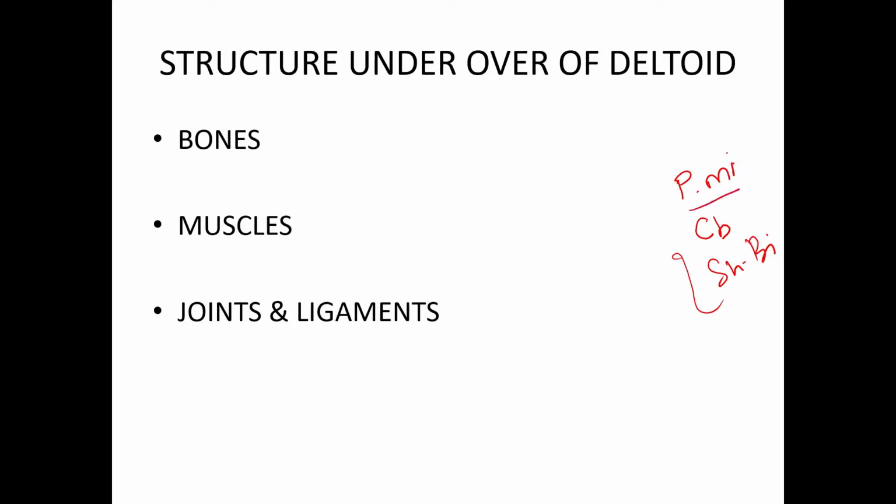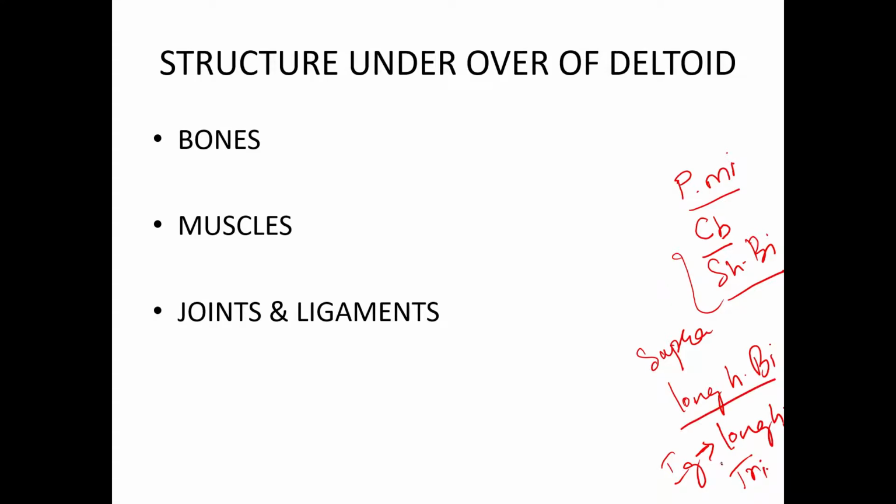So, pectoralis minor, the coracobrachialis, the short head of the biceps, and the muscle attached to the supraglenoid tubercle, that is the long head of the biceps. The infraglenoid tubercle gives attachment to the long head of the triceps, which is the muscle of the back of the arm. Yes, the long head of biceps, the long head of triceps.